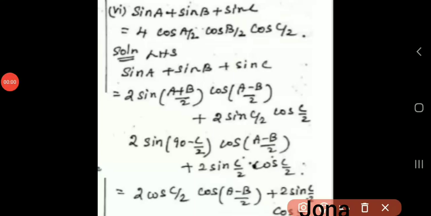Sixth division. Sin A plus sin B plus sin C equal to 4 cos A by 2 cos B by 2 into cos C by 2. Take the left hand side, sin A plus sin B plus sin C. And now I want to substitute the formula for the first two terms, sin A plus sin B.